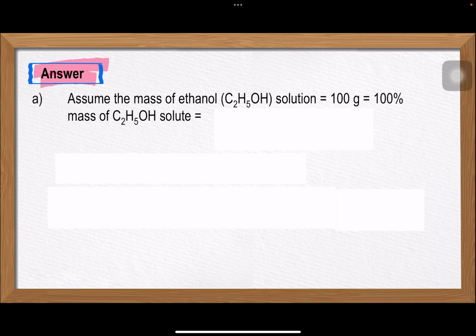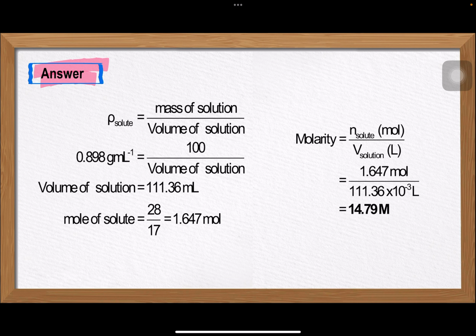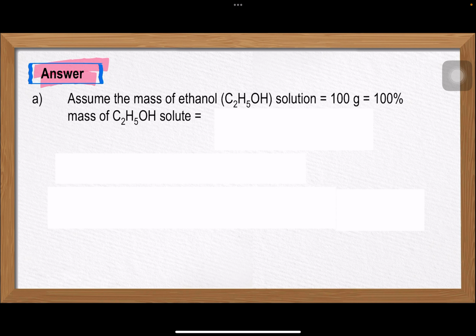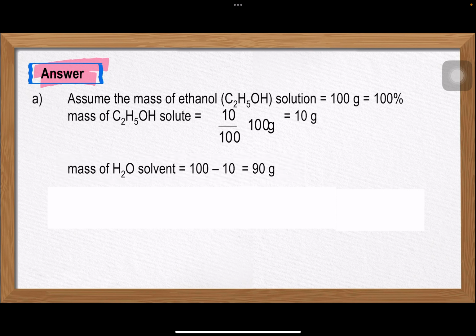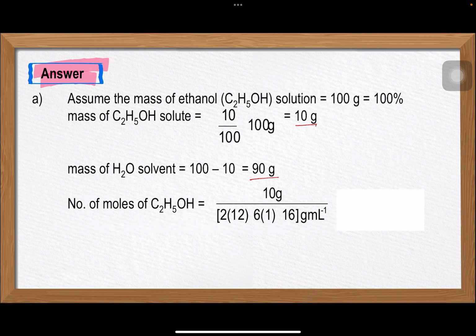Means when we have 100 grams of solution, when it says percentage by mass 10%, means 10% is 10 gram of solute. So 10 gram of solute means 100 gram minus 10 gram solute, we can get 90 gram is solvent. So solute and solvent already get from the assumption. So from here we can calculate the molality. First identify the mole. Mole is mass divided by molar mass. So mole is 0.2174.